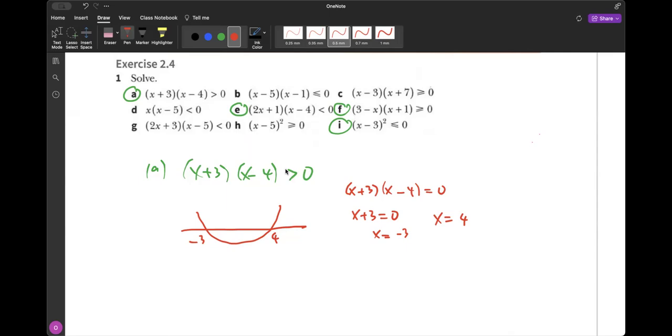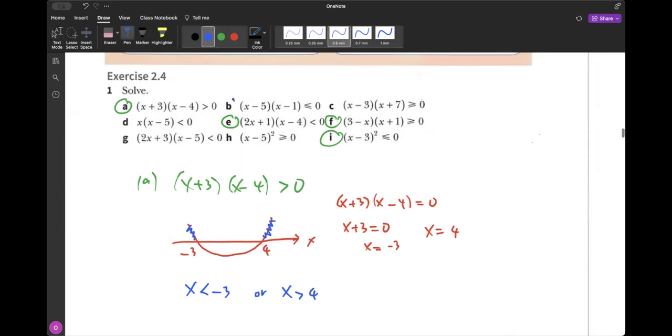And this is more than 0. What does it mean, more than 0? It means above the line, above the x-axis. Above the x-axis means we are looking for here and here. So this part is s less than minus 3. Less than, like that. And this one is more than 4. More than 4 is to the right. S less than minus 3, s more than 4. So this is the answer. This is called inequality, unequal sign. Greater than or less than.